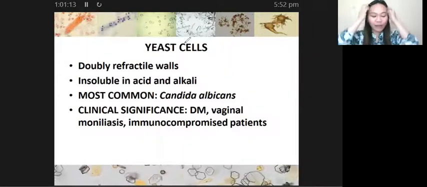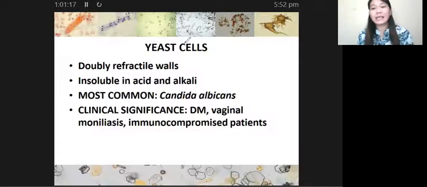Okay, so another, we have your yeast cell. So these cells contain doubly refractile walls.